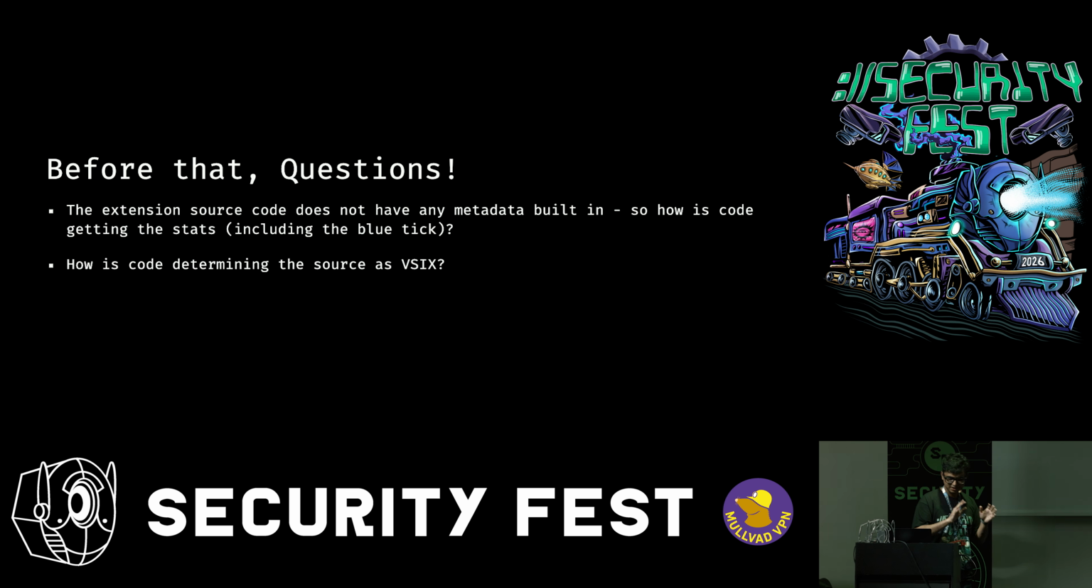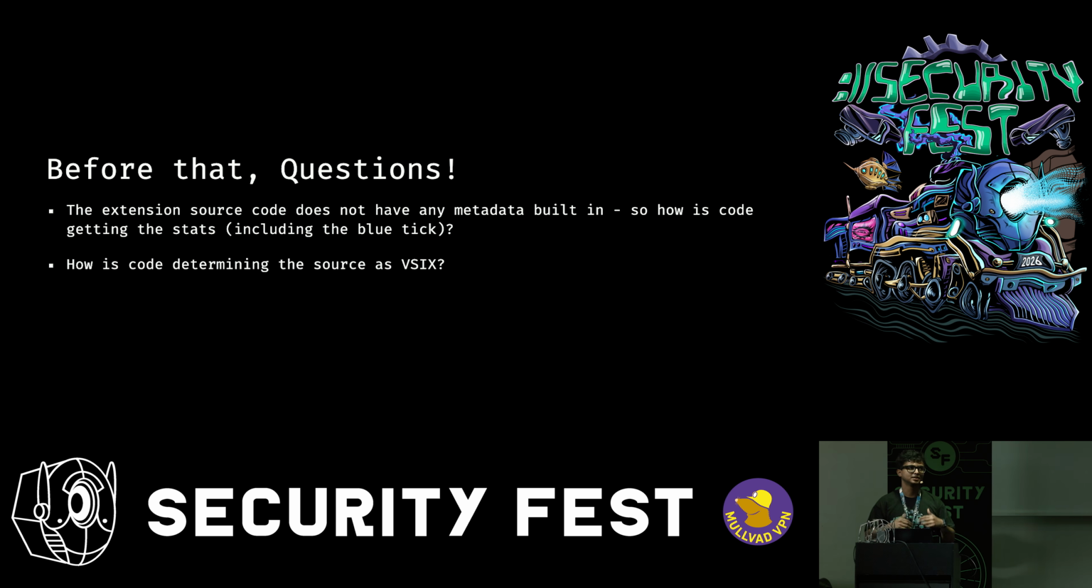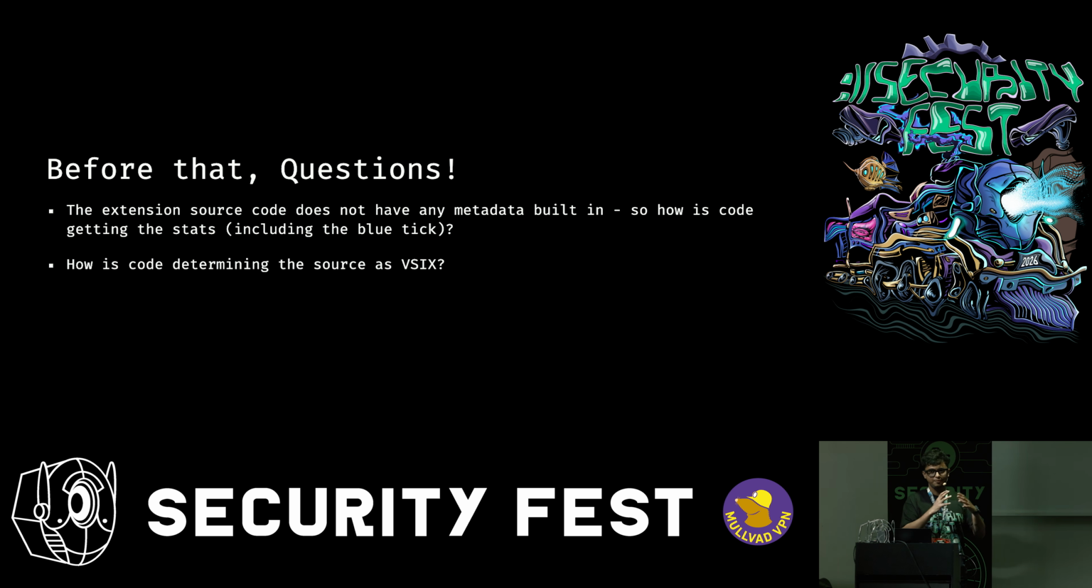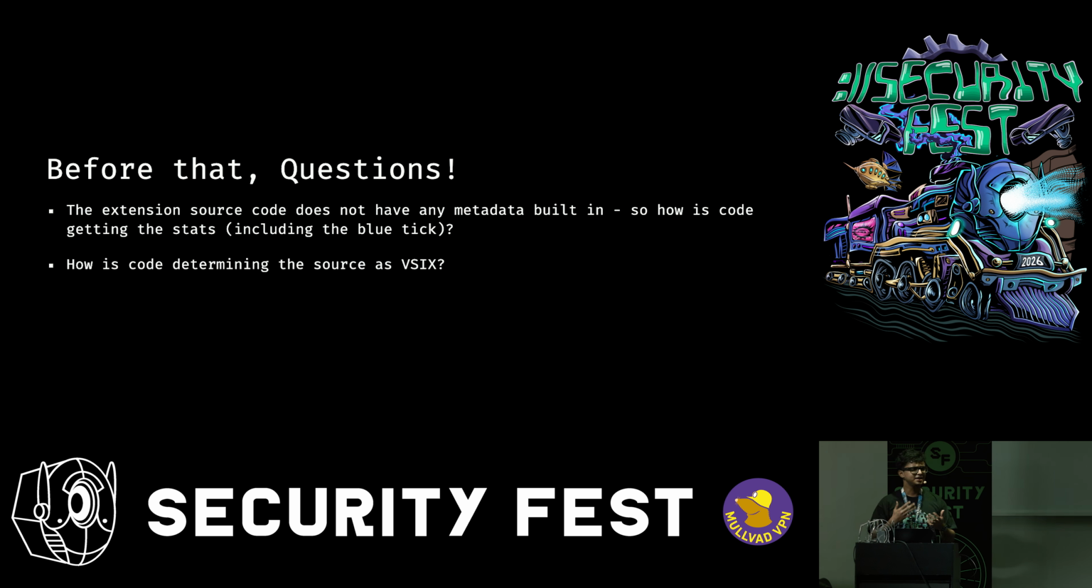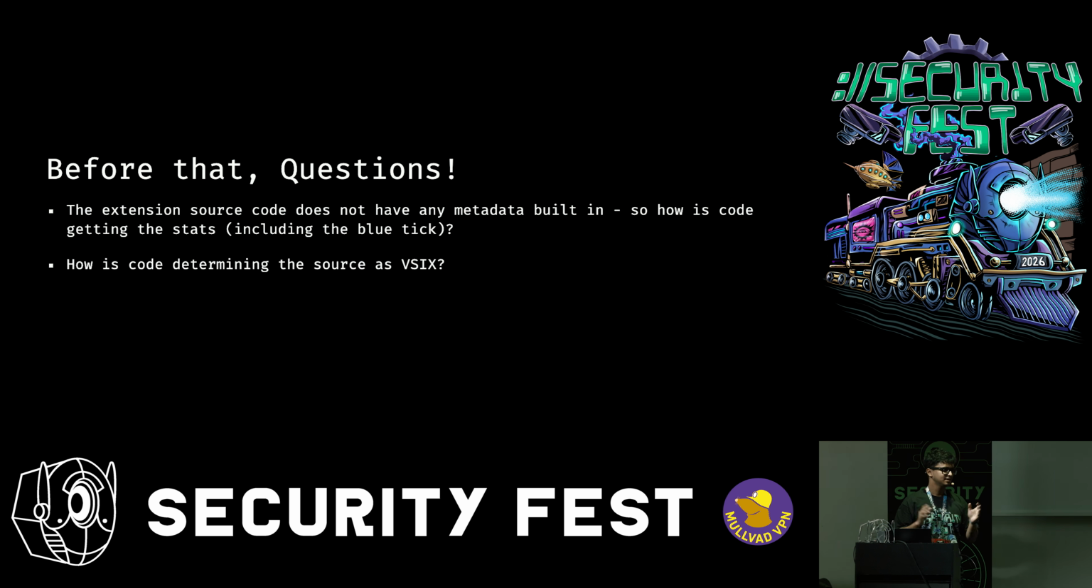So before that, there are a couple of questions which I want to ask myself. That is, when we are looking at the source code of this particular project, or any VS Code extension, I did not find any stats. Like, hey, Visual Studio shows you a bunch of stats, the stars, download counts, blah, blah, blah. Where is it getting it from? It was not in the source files. Where is it getting it from? And we saw the IOC where it says it was installed from a VSIX. How is Visual Studio Code determining that?